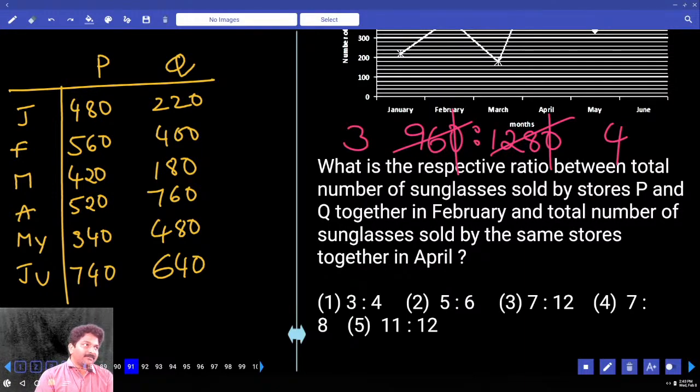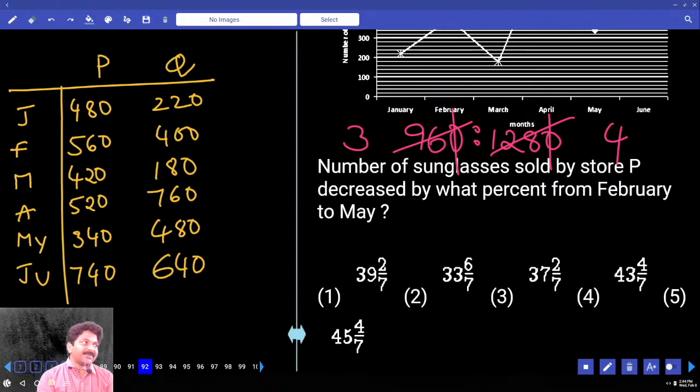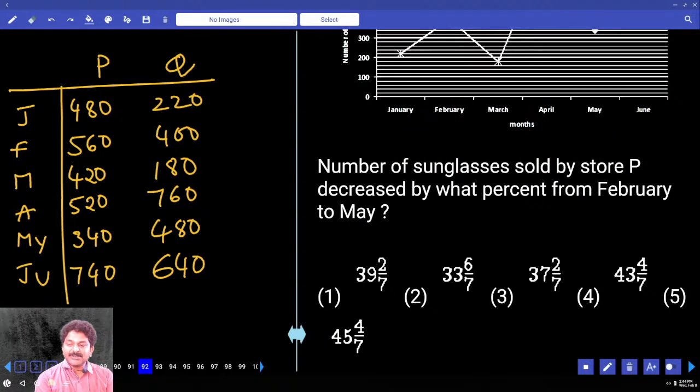Cancellation rule. Many times I've told you. Take the difference and try to cancel with that. Else go for next highest factor. Divide it by 2.